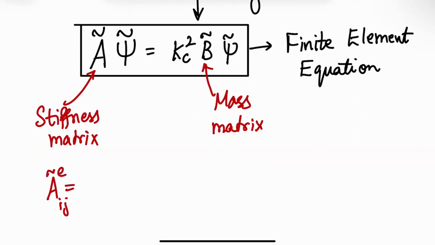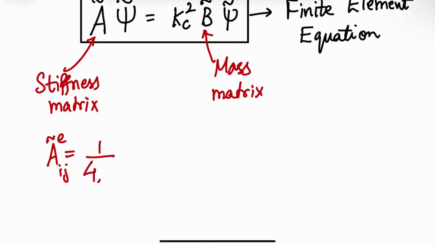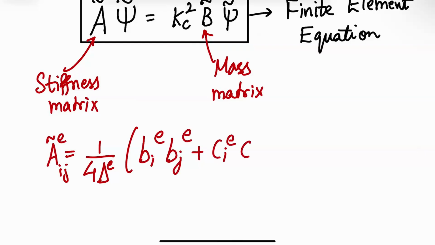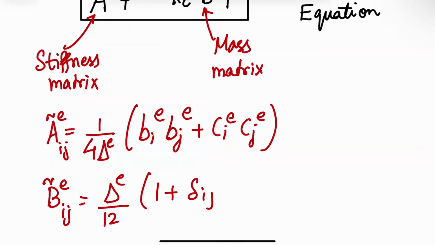And A tilde is given by Ij. So this stiffness, we'll discuss what A tilde and B tilde are, but A tilde is basically a block diagonal matrix where its elements are given by BIE, BJE, CIE, CJE, and B tilde Ij is given by triangle, which is the area of the triangle, 1 plus delta Ij. Okay, and this is the Kronecker delta function. Kronecker delta.